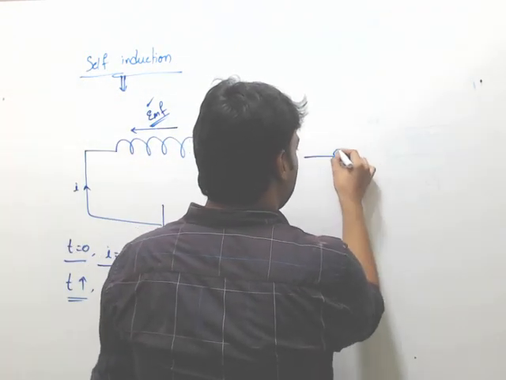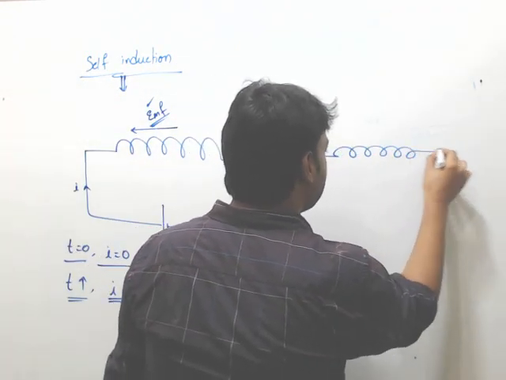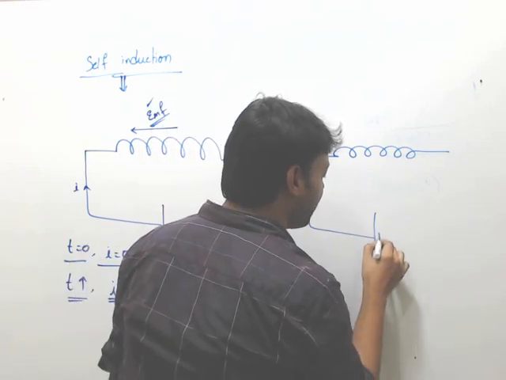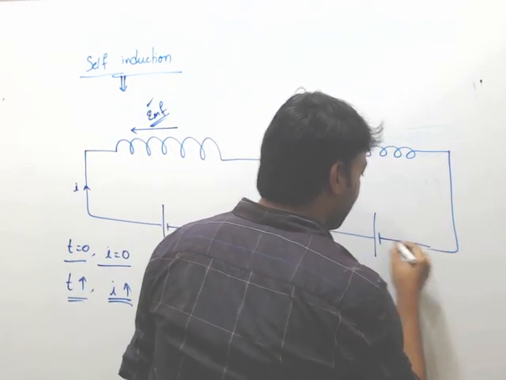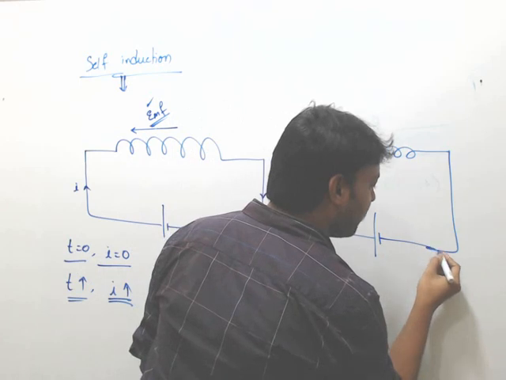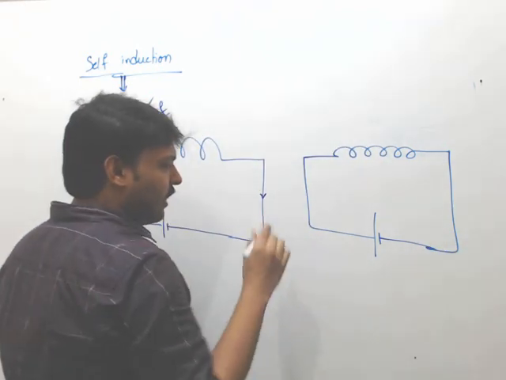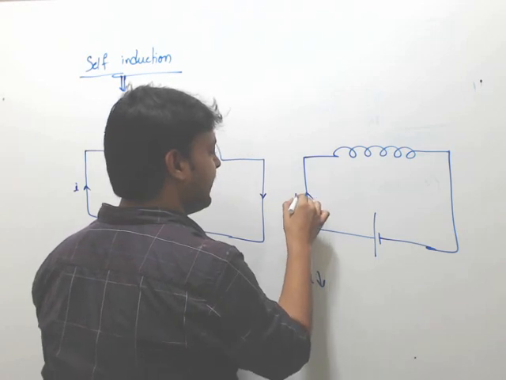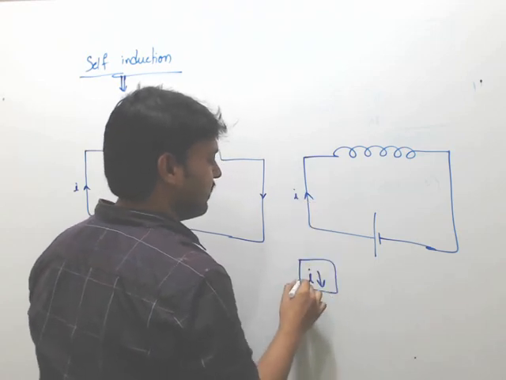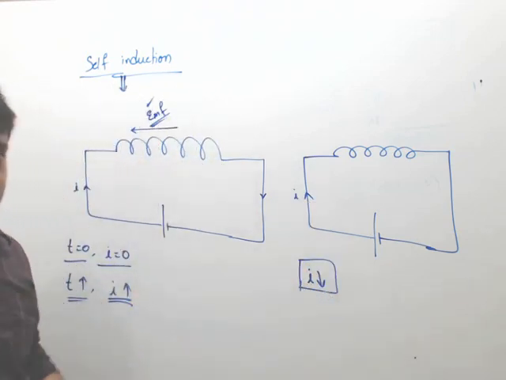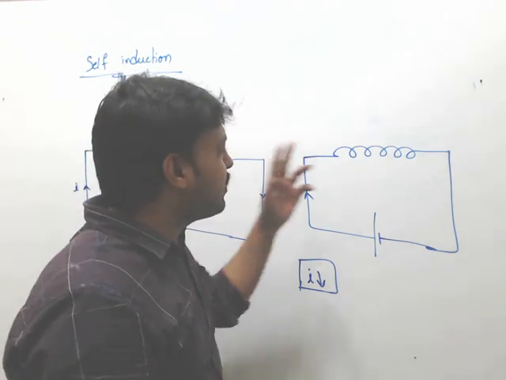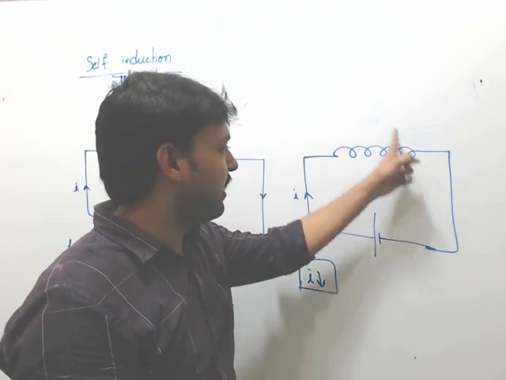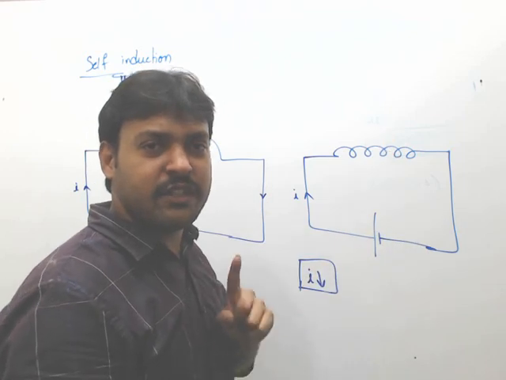For example, consider the coil connected to the battery. Okay? Connected to the battery. Now, current is decreasing here. I is decreasing. So, pause the video and think about what is the direction of induced EMF in the coil. What is the direction of induced EMF in the coil?